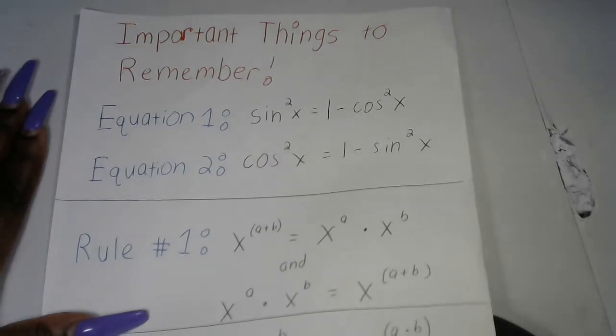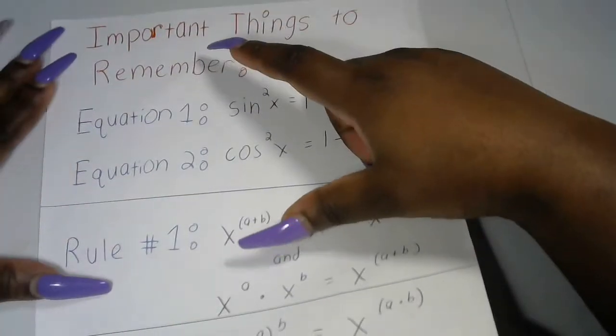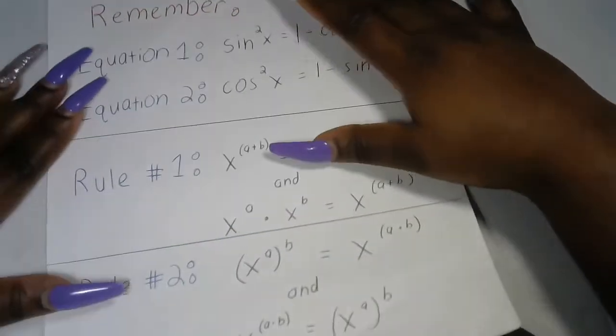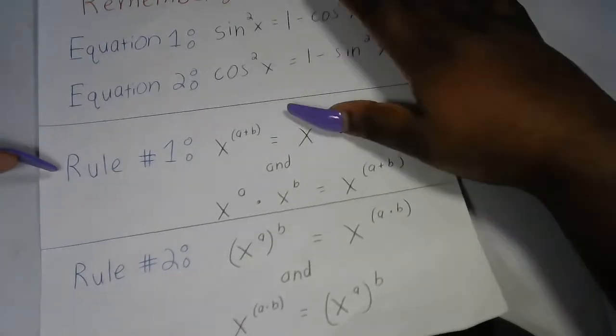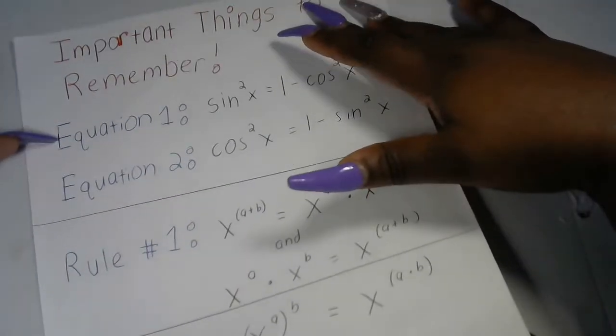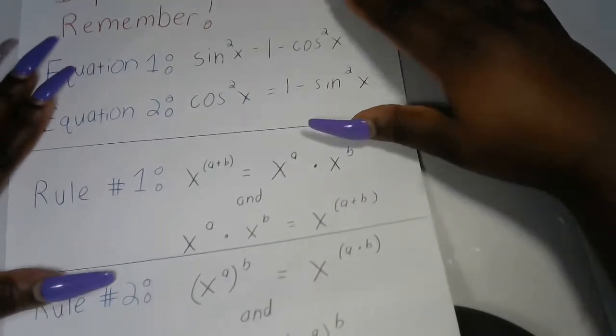So here are some important things to remember for this video. I'm going to be bringing up things called equation 1 and equation 2, and rule 1 and rule 2. I'm going to be referring to them as rule number 1, rule number 2, equation number 1, equation number 2. So you guys might want to write this stuff down.